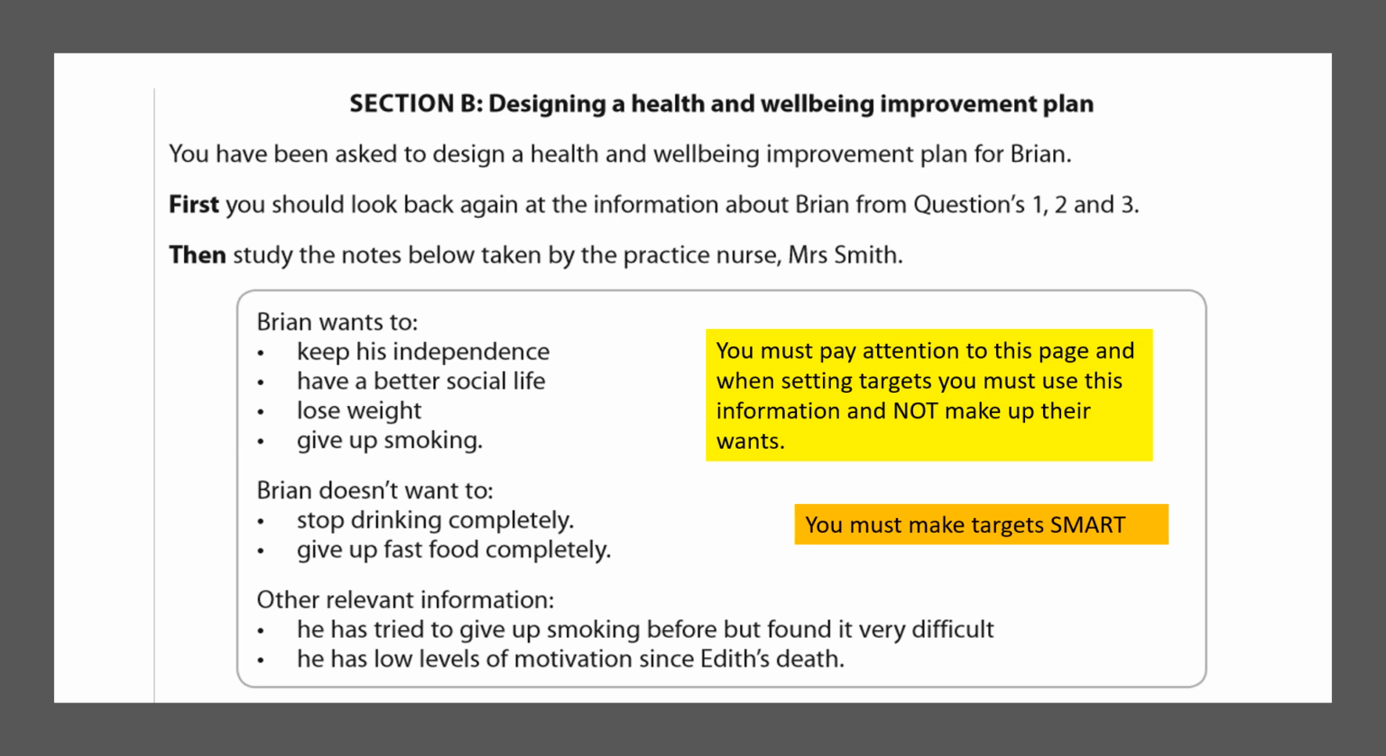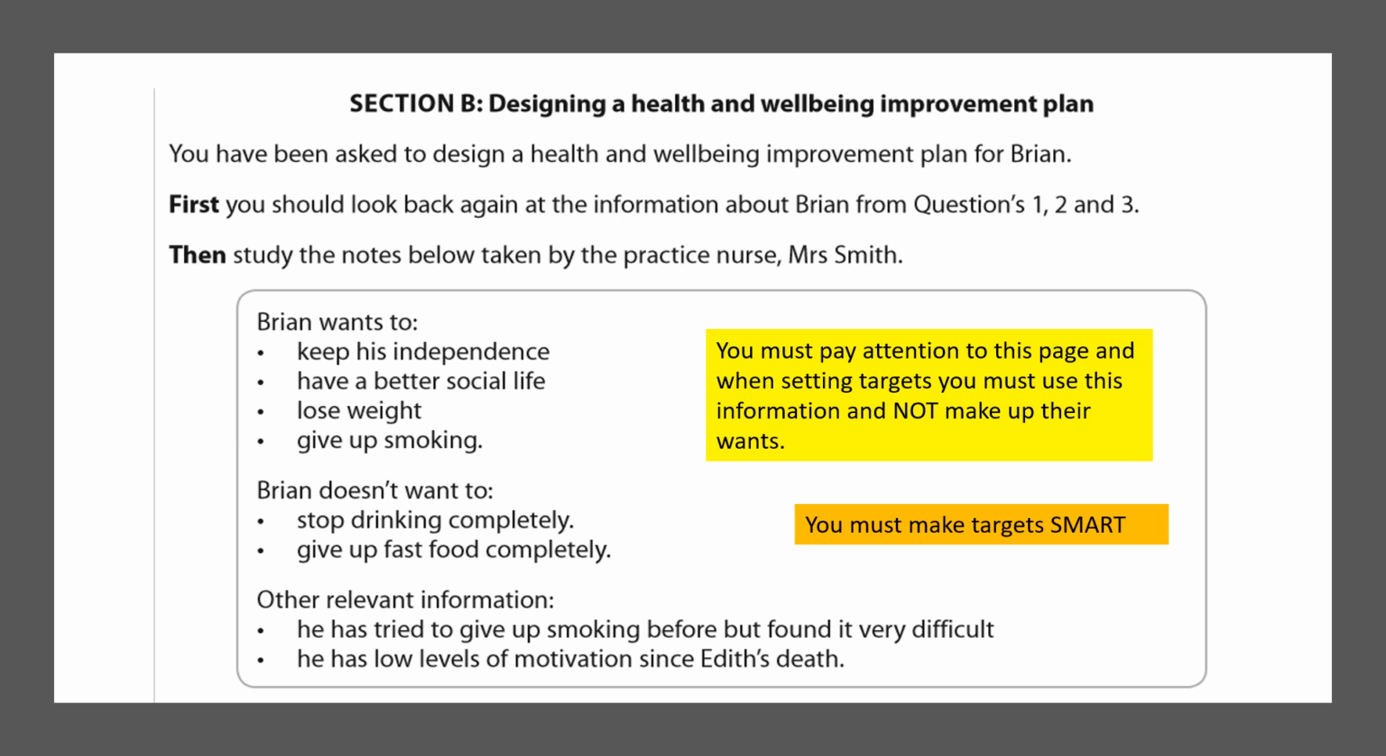This one, for example, has been taken by the practice nurse, Mrs Smith, on Brian. And you find out he wants to keep his independence, have a better social life, lose weight, etc. But he doesn't want to stop drinking completely or give up fast food completely. Other information you need to know is that he's tried to give up smoking before but found it difficult, and he has low levels of motivation. These all must be considered.